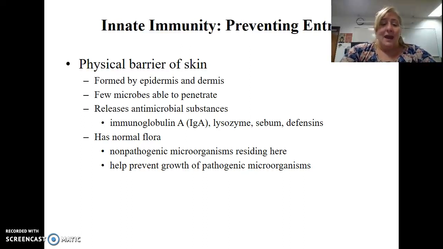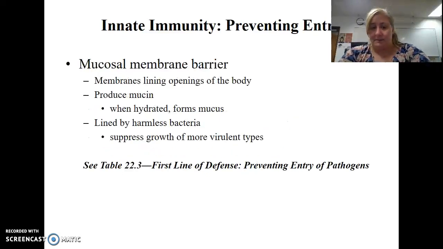We also have in our sweat antibodies, and we have enzymes that will decrease the ability of bacteria to grow, to replicate. And sweat is slightly acidic, and that gives us an acid mantle.